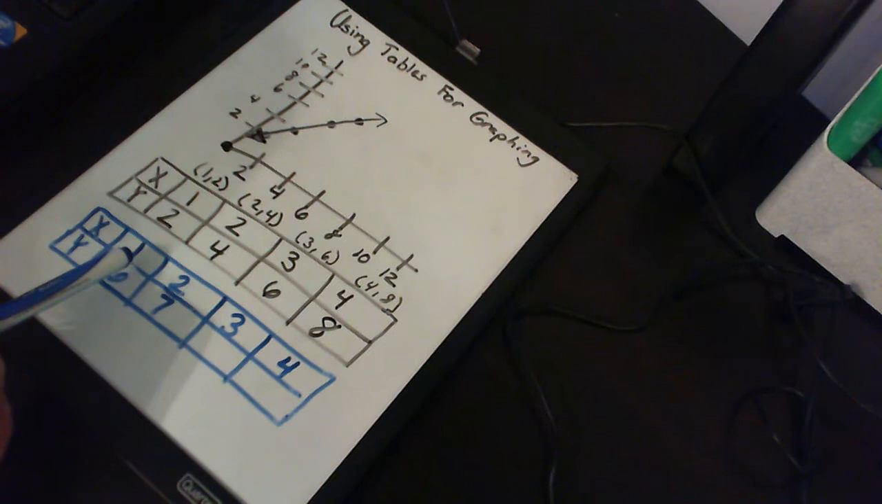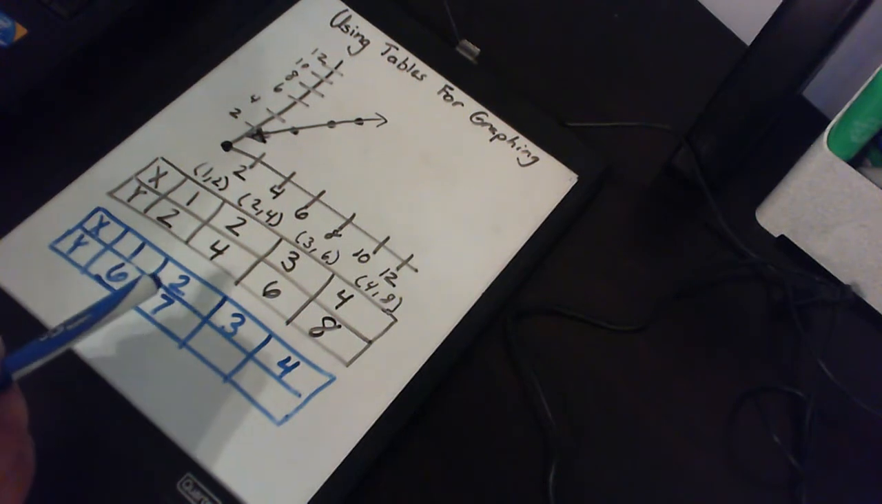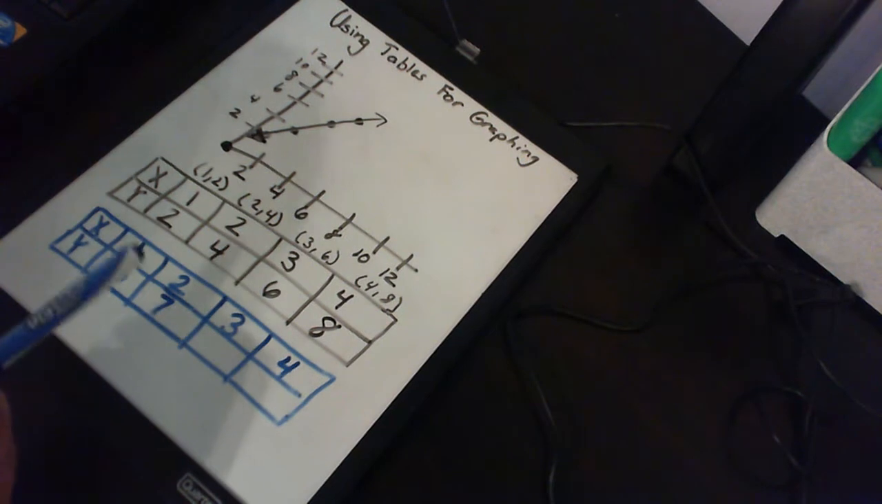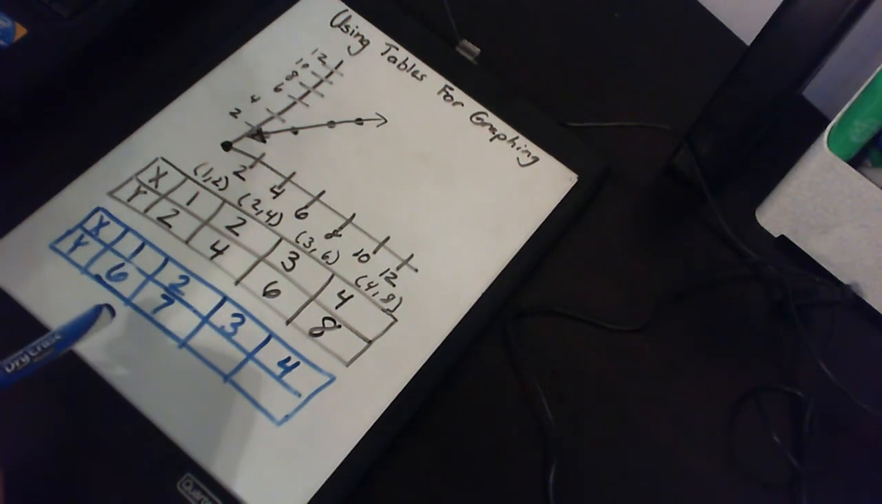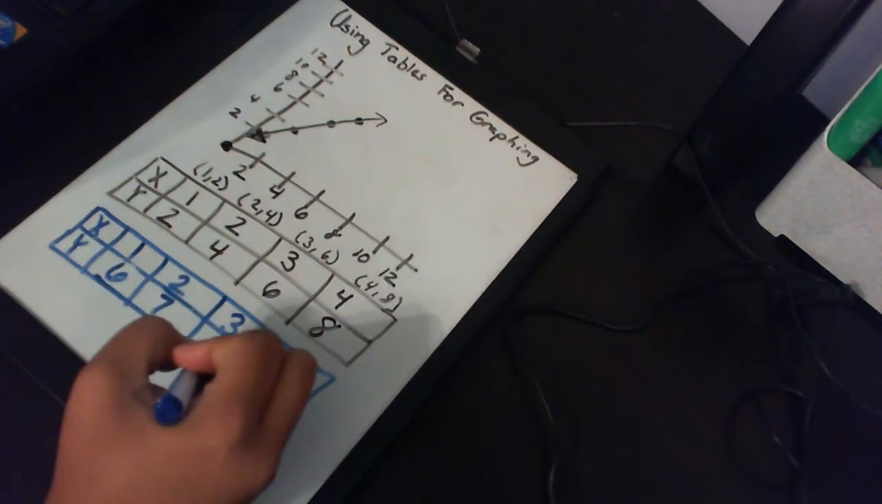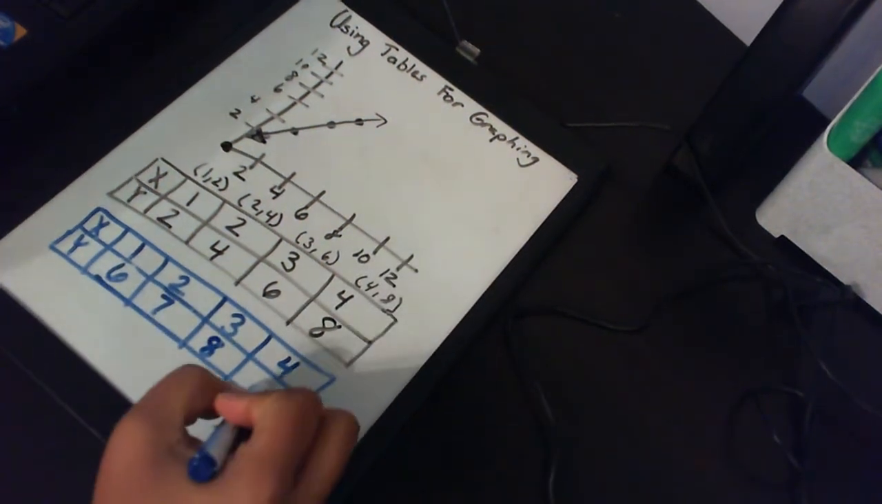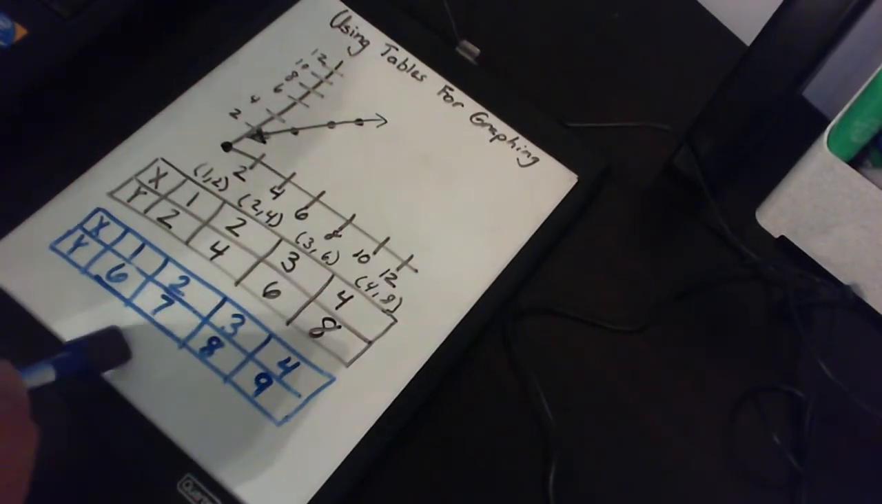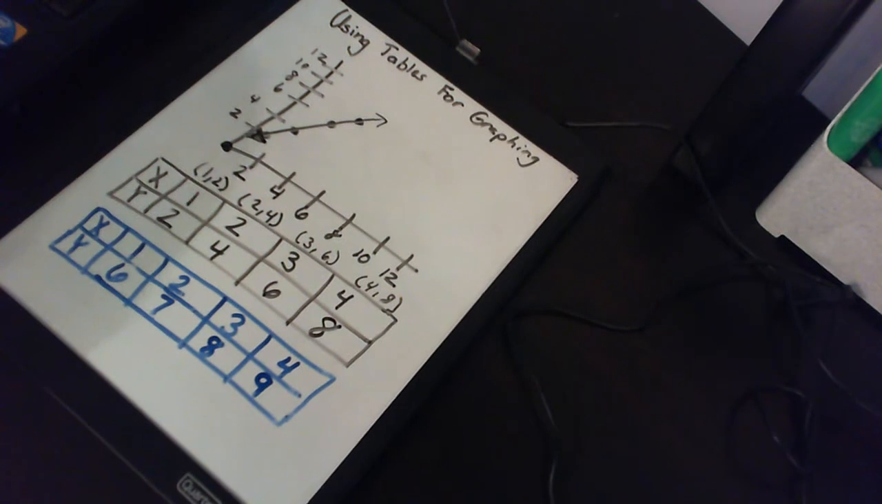I know 6 take away 1 is 5. 7 take away 2 is 5. So maybe the pattern is adding 5 more to get our box. So that would mean this would be 8 and this would be 9. Some of you might have caught on that it went 6, 7, 8, 9. Either way is fine, but you have to find a number pattern and make sure that it makes sense.